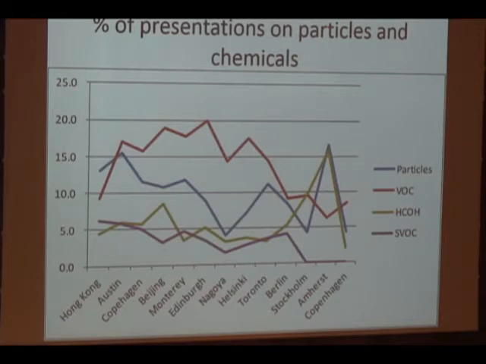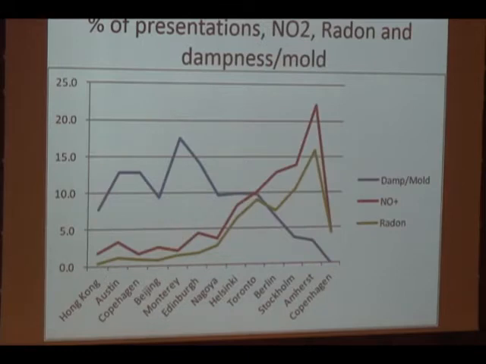These are presentations of particles and chemicals, and what we can see is that the blue line at the bottom, all black, SVOCs, is increasing. The red line, VOCs, had a top around 1995, and is now decreasing. Particles have always been popular. NO2 and radon, with Copenhagen to the right, you can see that they are dying topics. No one presents them at our conferences. While dampness and mold was at a peak around 2002.